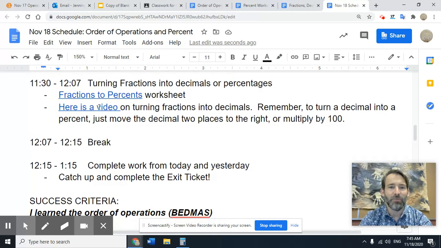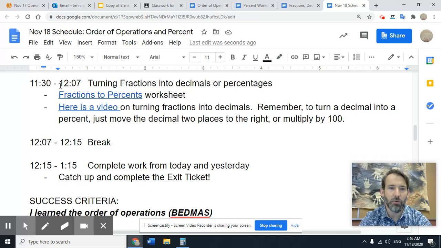Next, we'll work on how to turn fractions into decimals or percentages. Fractions, decimals, and percentages are 3 different ways of looking at the same thing. They're just numbers between 0 and 1, and we have a variety of ways we can show those. We need to be able to use all 3. So there's a worksheet for us here to complete, and a video on turning fractions into decimals.